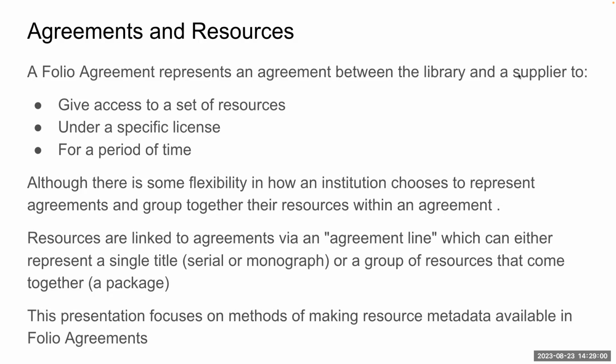So you could just write an agreement that said, this is our Elsevier agreement, but we're not going to bother to fill in any of the detail. Elsevier are handling all that for us. We trust them. So we'll just say we've got this agreement with Elsevier and it lasts until the end of next year. And that's all we need to say. But you can also add agreement lines to represent the resources. And this presentation is going to be about methods of making the resource metadata available in Folio agreements, so that when you add an agreement line, you actually have some description of the resource that it represents.